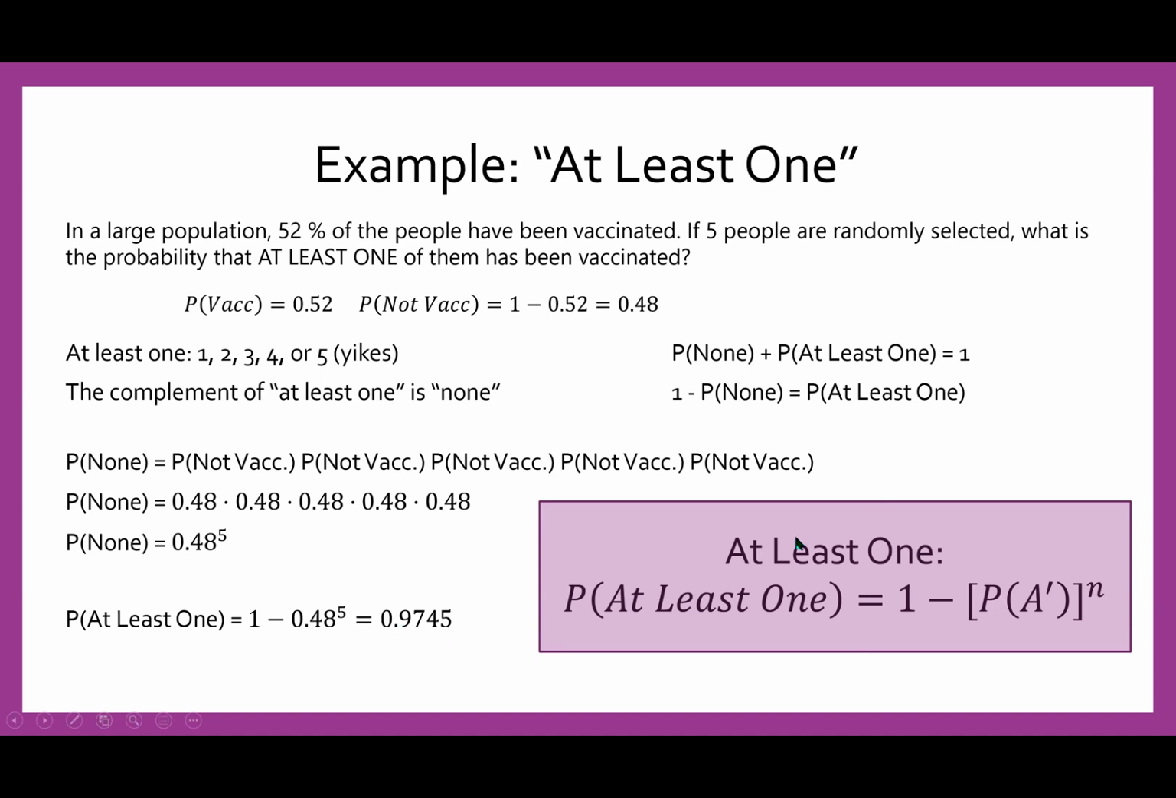In general, this is the form for at least 1. Notice we had 5 people randomly selected and my n was 5. If I had done 10 people randomly selected, this n would be 10.